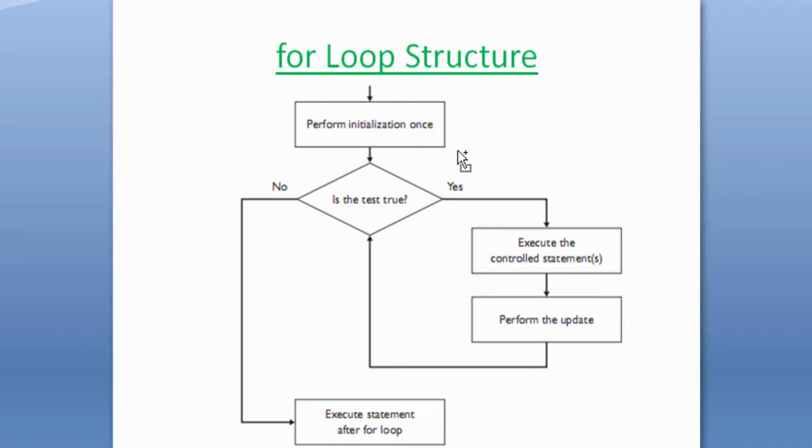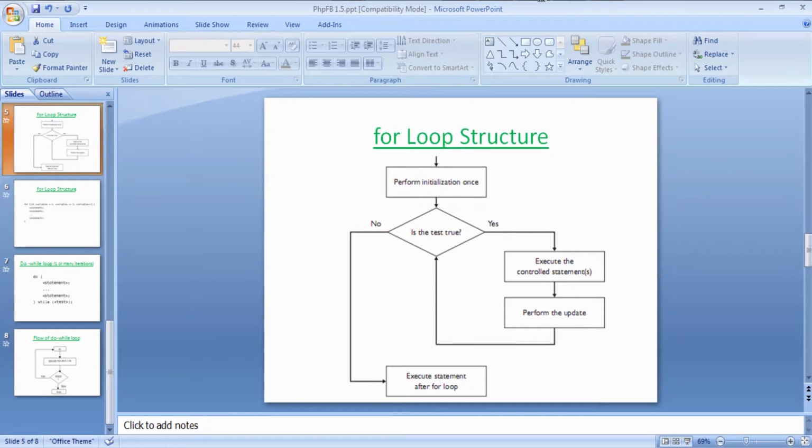In for loop, we have to perform initialization only once in the whole for loop. Then we will check our test. If that test is not true, then we will exit from for loop. If that test is true, then we will execute the statements and then we will perform update, and we will keep on doing this unless the test is false.